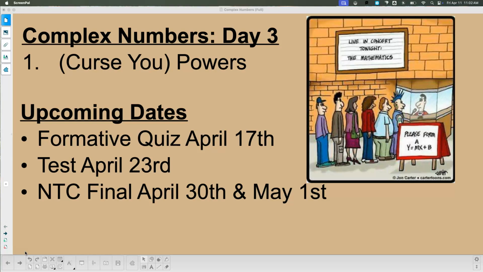We used to do a lot. The NTC final used to have a lot on parametric equations. So we always did parametric equations first, and then we did polars and complex numbers. They rewrote the final and took off all of the parametrics and put on more complex numbers. So we did complex numbers first this time, and then we could have maybe polars and parametrics.